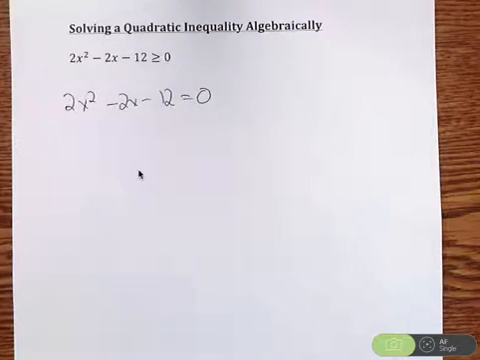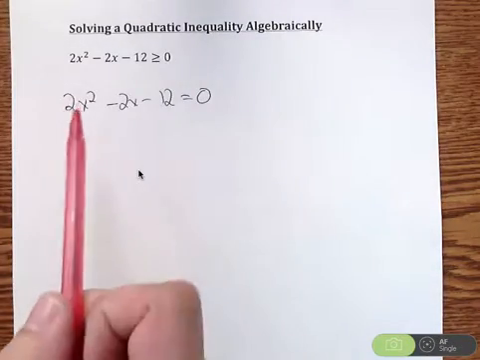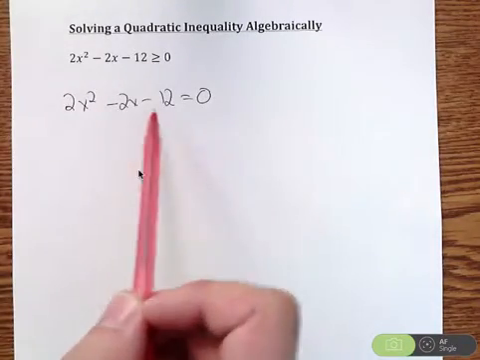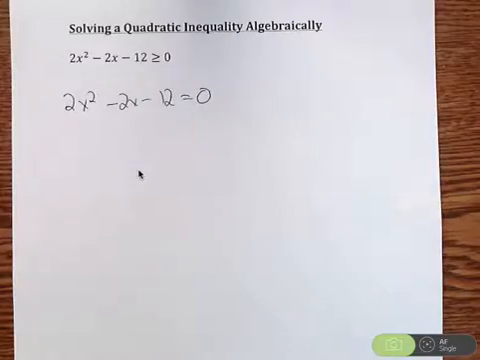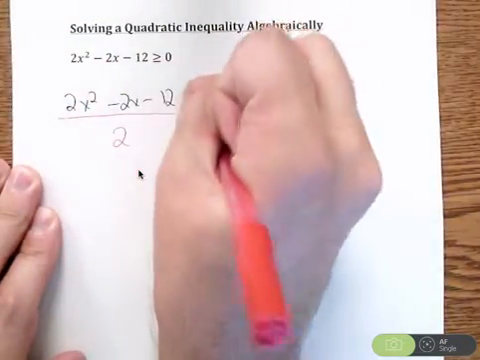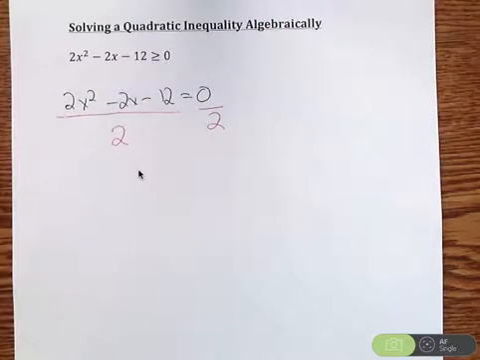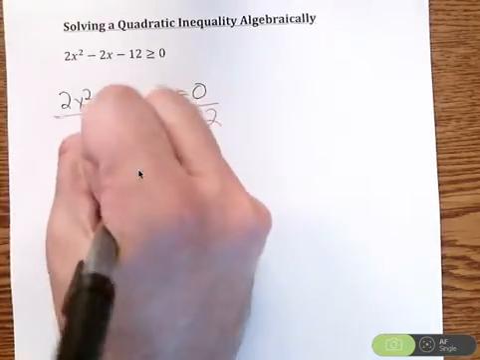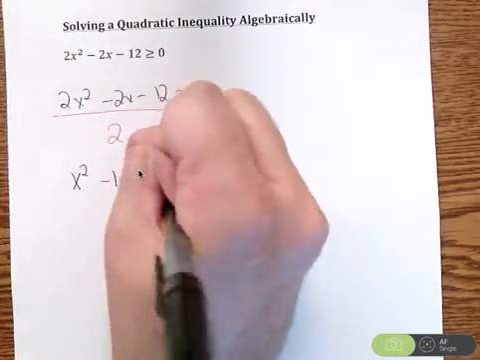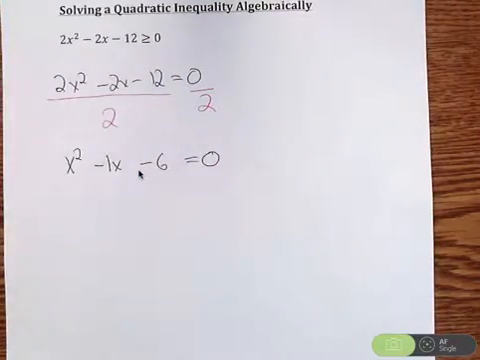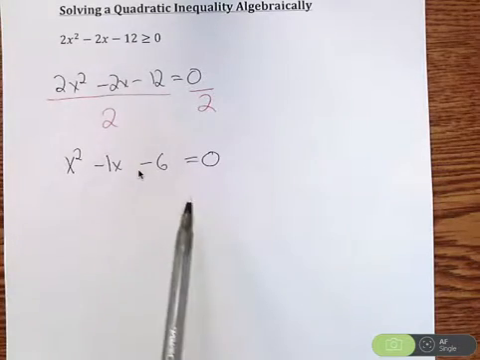So when I'm looking at this, the first thing I notice is there is a greatest common factor here. All three terms have a 2 in common. So what I'm going to do is divide the entire left side by 2 and divide the right side by 2. When I do that, I'm going to have x squared minus 1x minus 6 is equal to 0. So this is a little bit easier to factor.